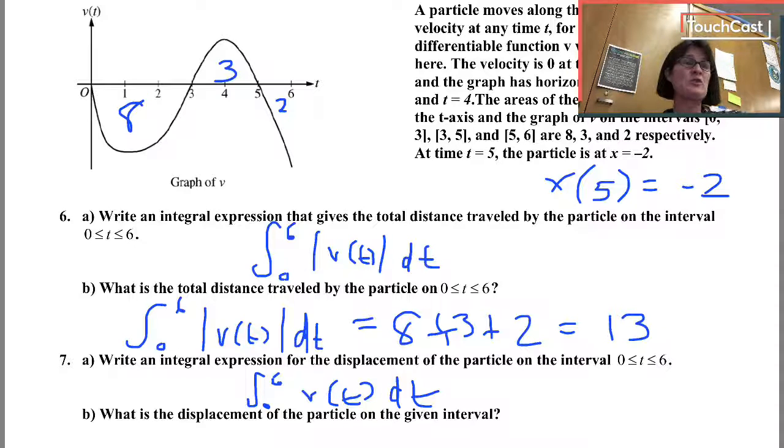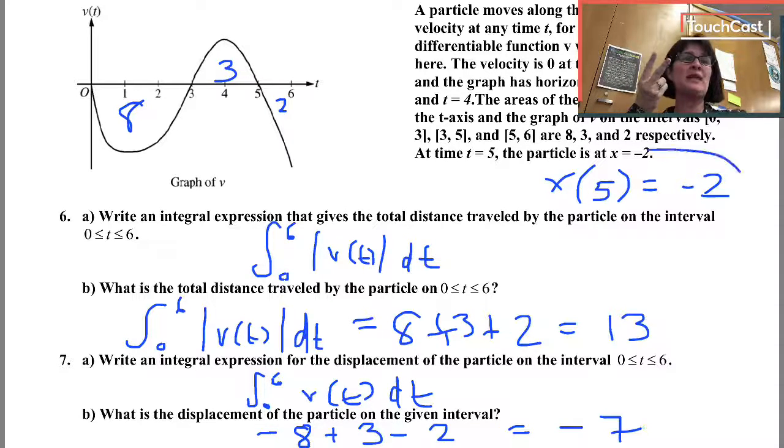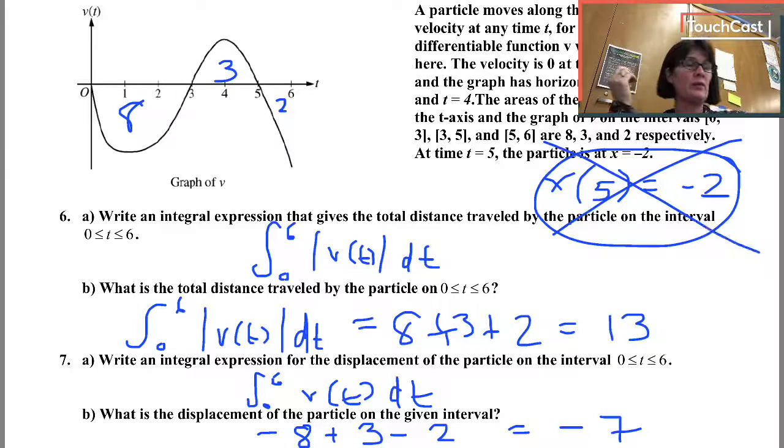Now, when I'm asked about the displacement, I'm going to have to take into consideration the signs of those areas in the graph. In this case, that 8 is like a -8 plus a +3 and a -2. So that's -10 plus 3. My displacement is -7. Notice any question about total distance traveled, any question about displacement have nothing to do with where you were when you started. They're all about how much change happens in the given time interval.